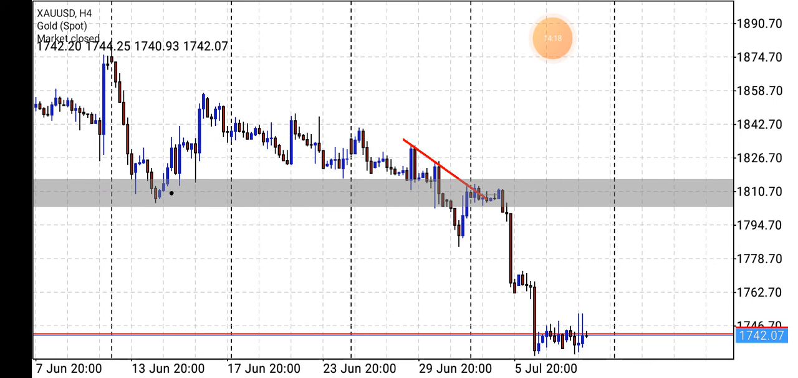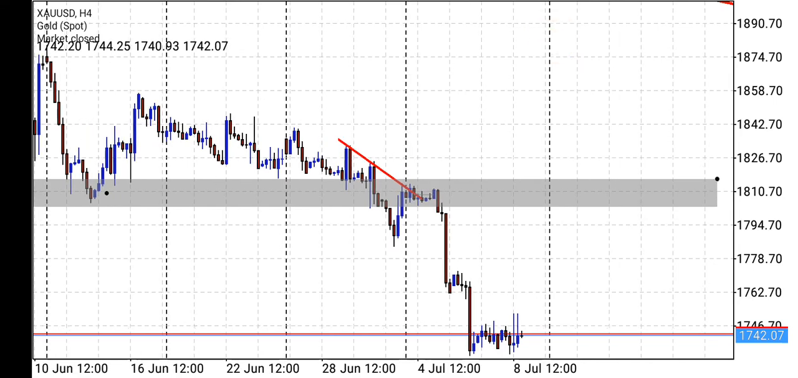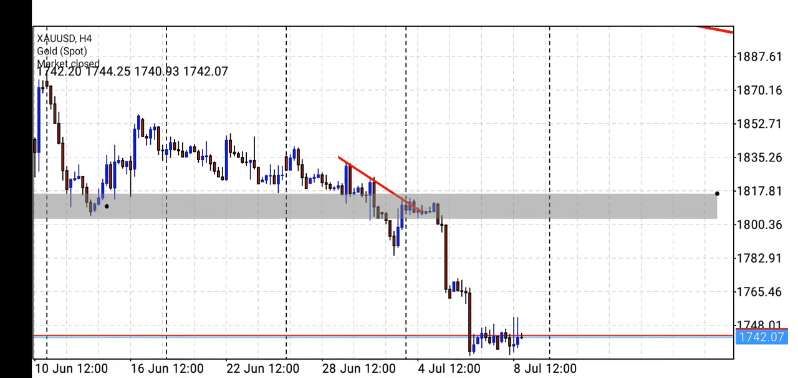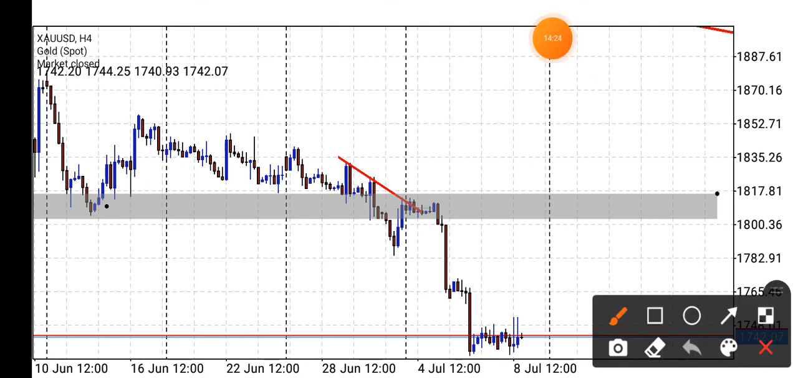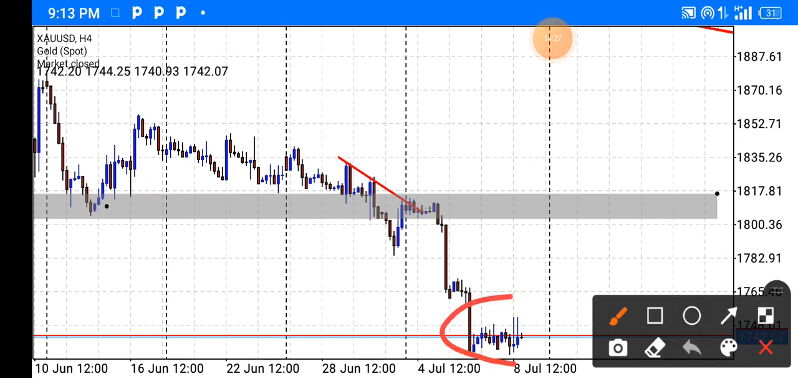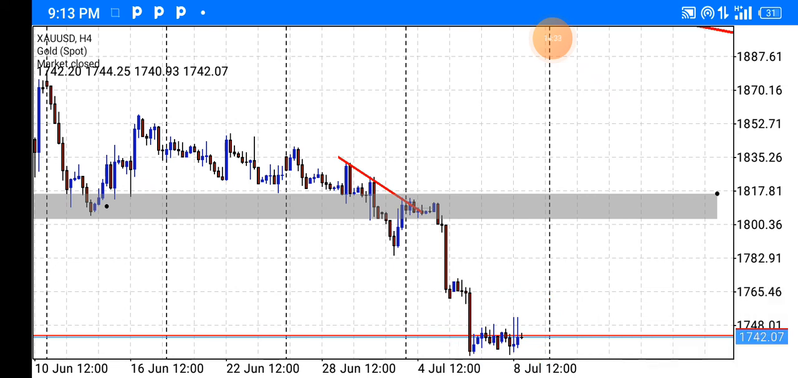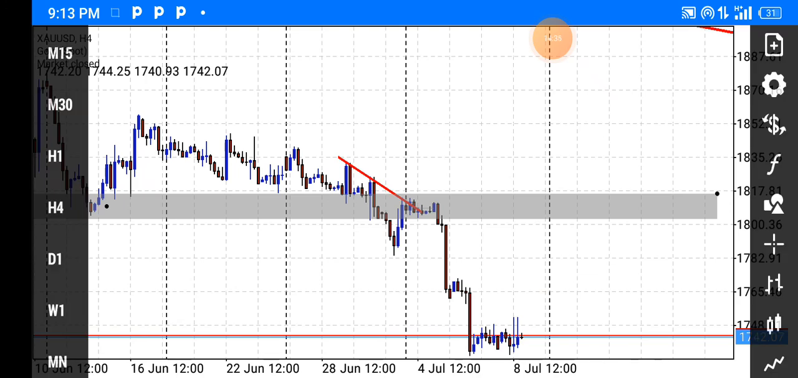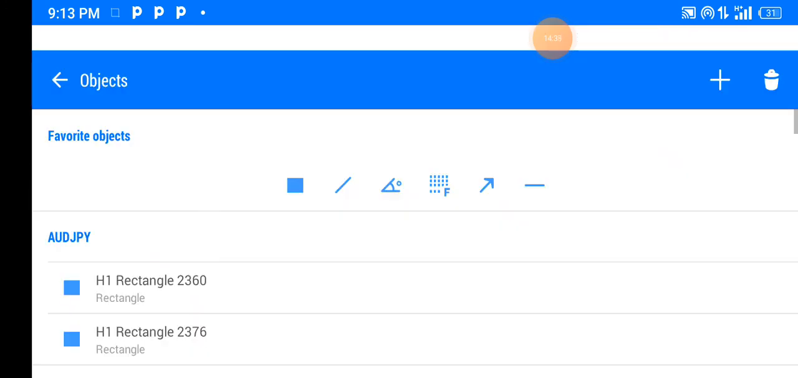At this 4 hour, I found out that gold is actually in a range. So if you're a range trader, you can be thinking of trading between the range. But for me, I'm not a fan of range trading.